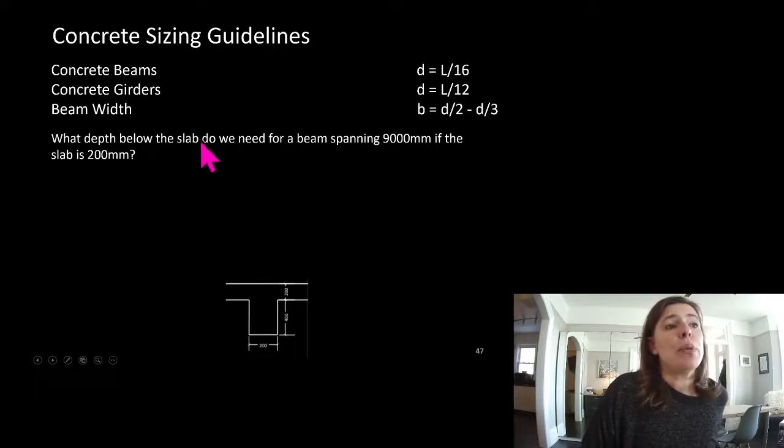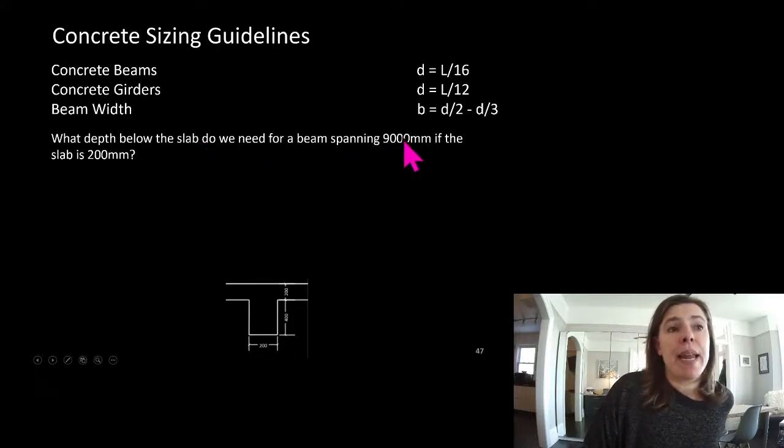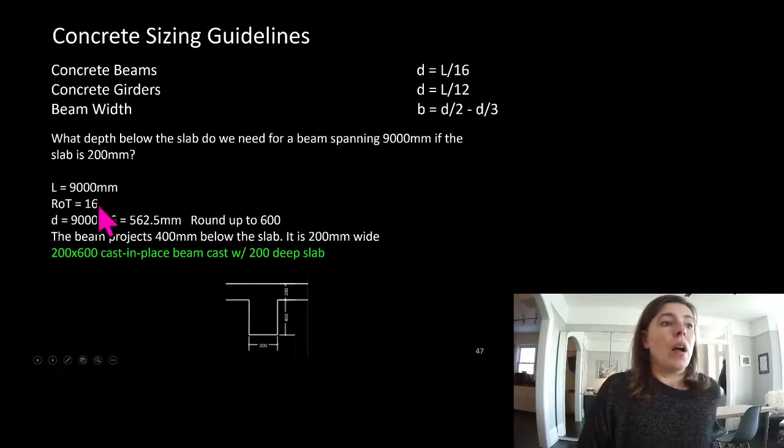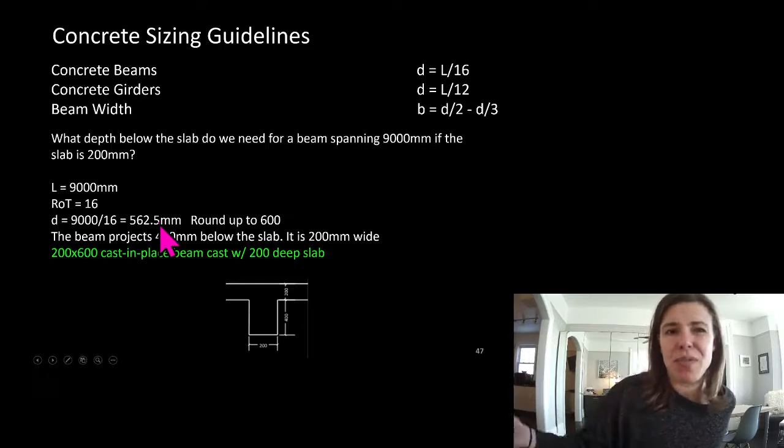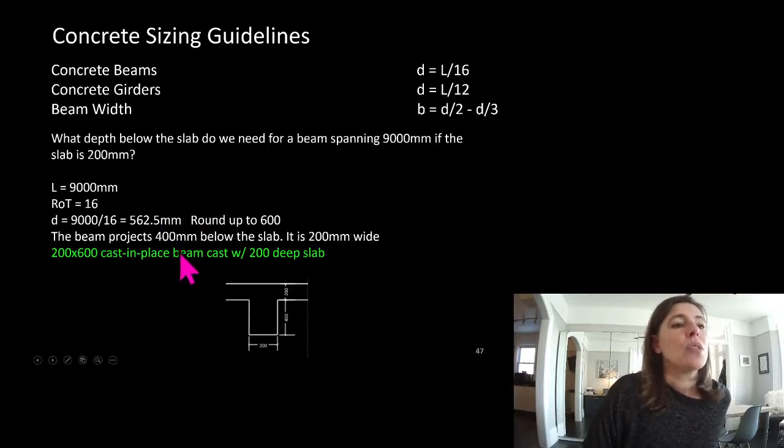What depth below slab do we need for a beam spanning 9 meters if the slab is 200 millimeters thick? Well, our sizing guideline is length divided by 16. So the depth is 9,000 divided by 16, or 562.5. We're going to round up to 600. We like those 50 millimeter increments. So the beam projects 400 millimeters below the slab.